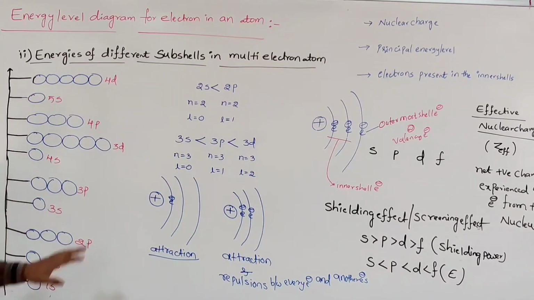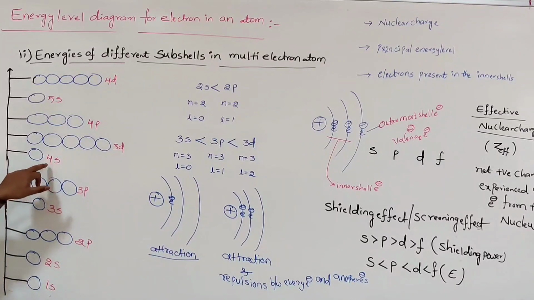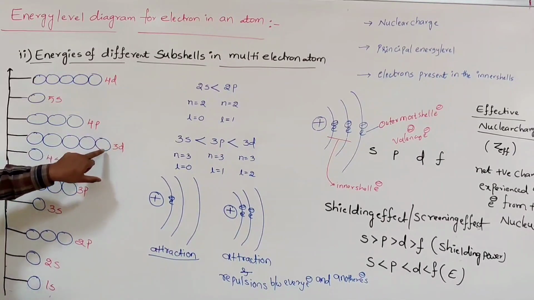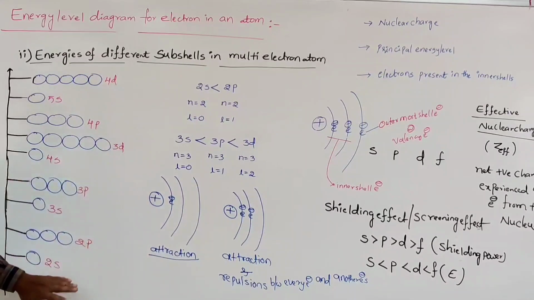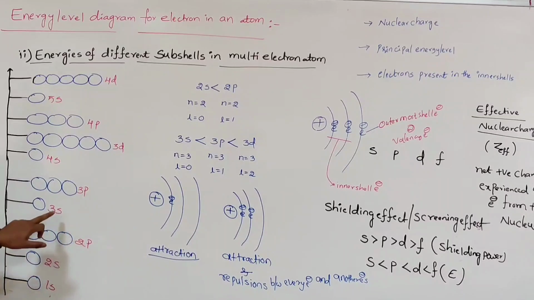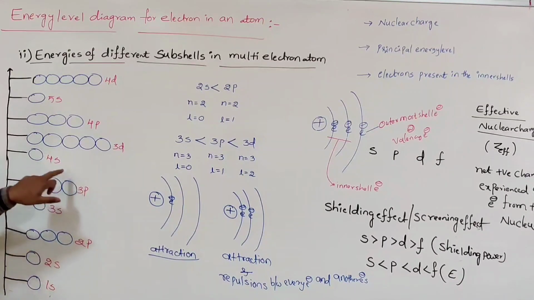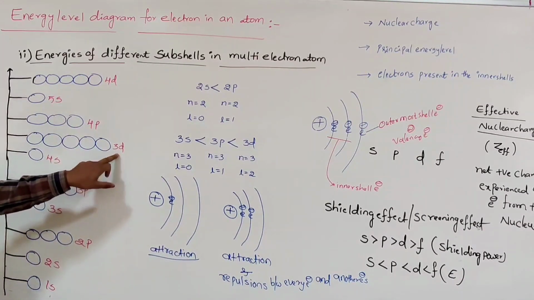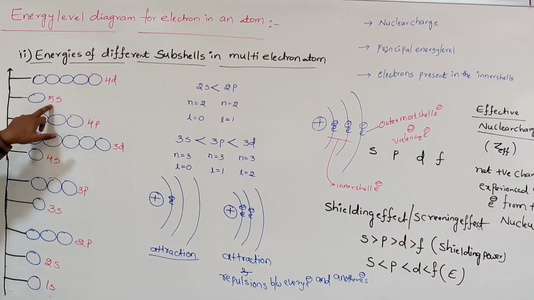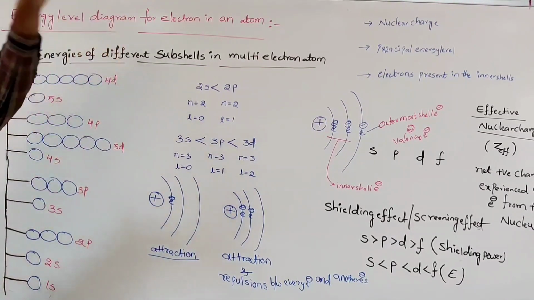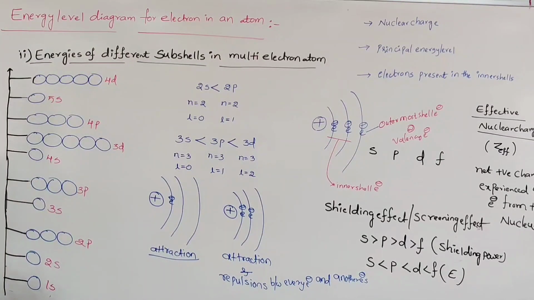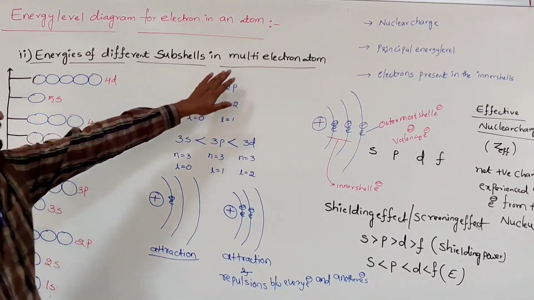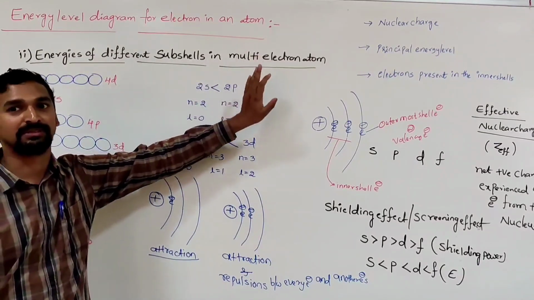The third conclusion is, sometimes the sublevels of higher energy fall below the sublevels of lower energy. And the fourth one is the energy order: 1s is less than 2s is less than 2p is less than 3s is less than 3p less than 4s less than 3d less than 4p less than 5s less than 4d, and so on we can write. So this is about the energy level diagram for the electron in an atom. We can discuss it in two ways: one is the hydrogen atom and the other is multi-electron atoms.